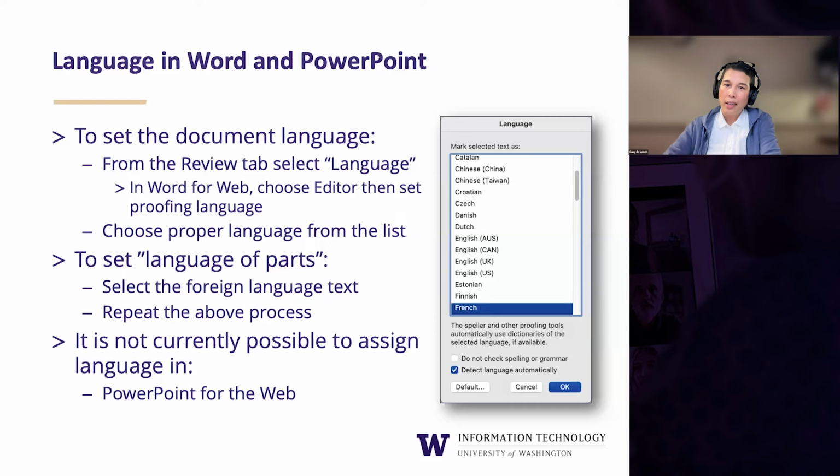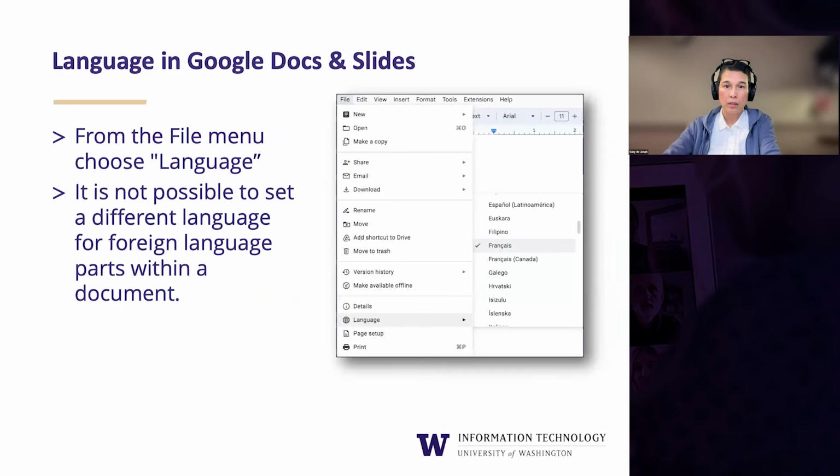When setting the language for only part of the document, you would just highlight that section of the text and then repeat the same steps as outlined on this slide here. There is a limitation to be aware of if you're creating a PowerPoint presentation from the web, not the desktop client. It's possible to set the language for the entire presentation, but it's not possible to assign a language to the individual part of the content.